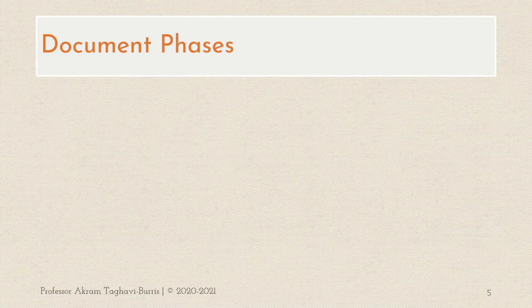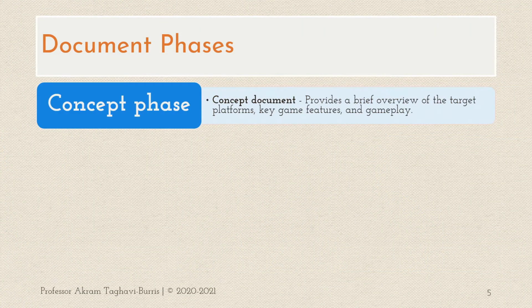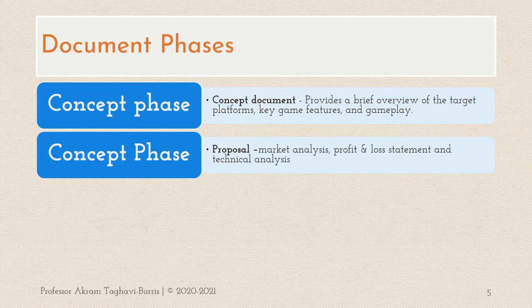During the concept phase, the first document developed is the concept document, which provides a brief overview of the target platform's key features and gameplay. The proposal, expanding upon the concept document, includes market analysis, profit and loss statements, and technical analysis.